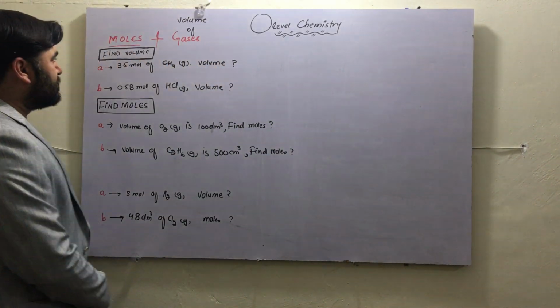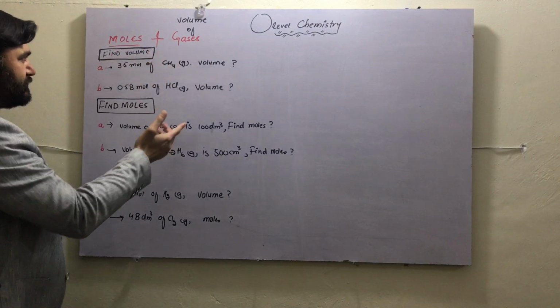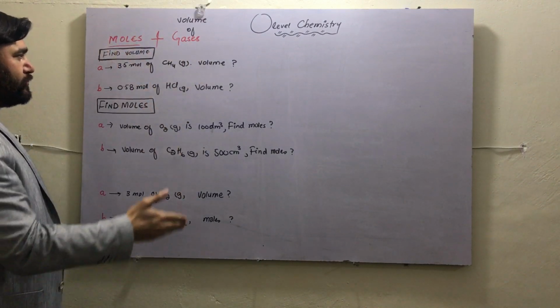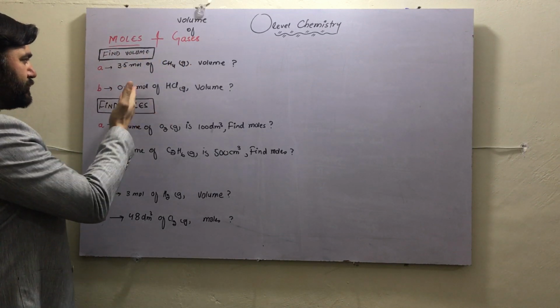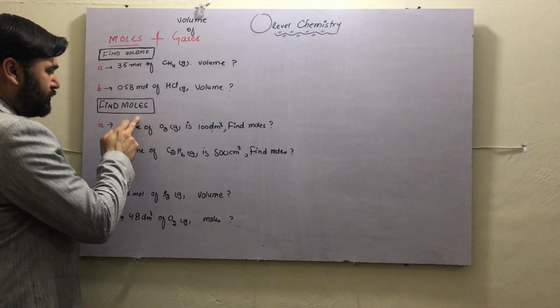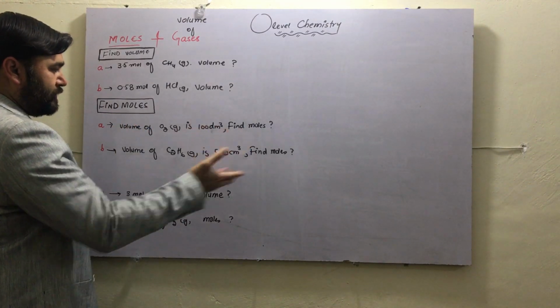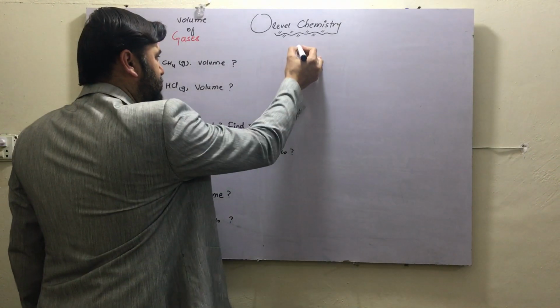Today we are going to start some of the most important topics of O-level chemistry. We are going to convert moles into volume of gases, and volume of gases into moles. If you want to find the volume of a gas and the moles are given, how can you solve the question? If you want to find the moles and the volume is given, how can you find the answer? Very easy. So let's get started.